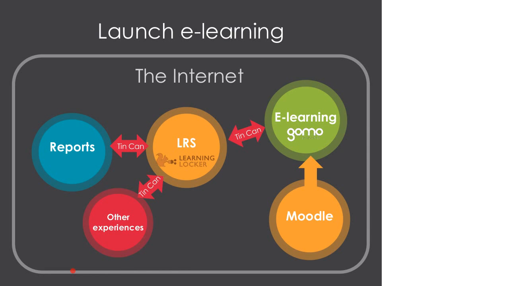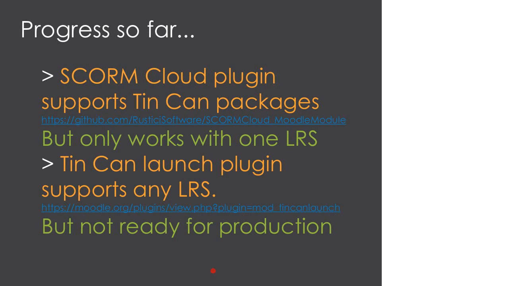So let's start off. The first one is that we can use Moodle to launch e-learning. So we'll start off in Moodle. The learner then follows a link, an activity in Moodle, to go to a piece of e-learning content that may be hosted on another server. And that e-learning content tracks to an LRS. There's some other data going into the LRS from elsewhere. It's all feeding through into reports. So that's quite a simple way that we can use Moodle to launch Tin Can content.